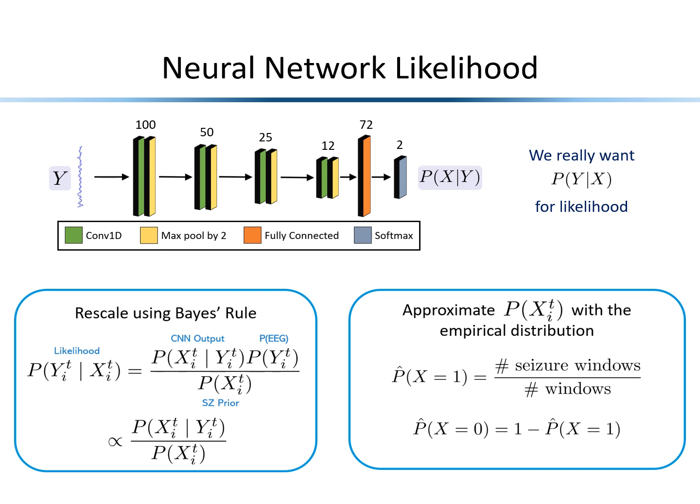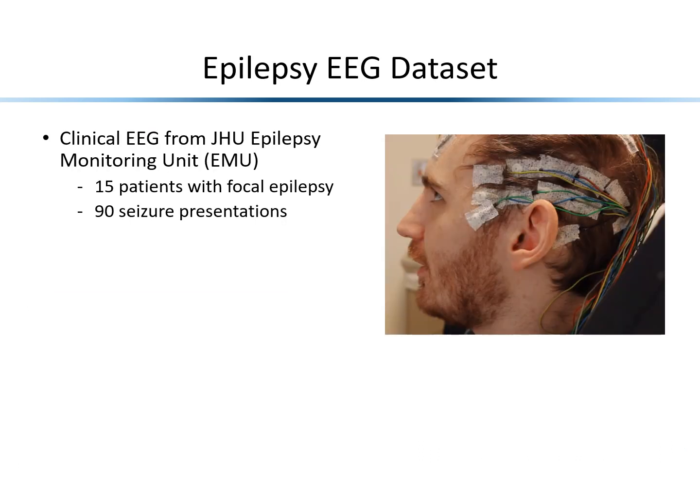Once we have this likelihood, we can take our joint distribution and run a maximum likelihood optimization framework, so a variational or belief propagation approach, and obtain the full hidden state configuration. We validate this model on EEG data from two different sites. The first is clinical EEG acquired at the Johns Hopkins University Epilepsy Monitoring Unit. Here we have 15 patients with focal epilepsy and 90 seizure recordings. These patients had multiple seizures while in the hospital, and for each seizure we have between 5 and 10 minutes of baseline pre and post.